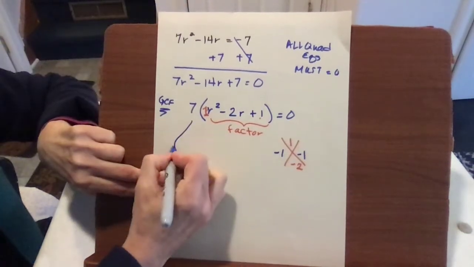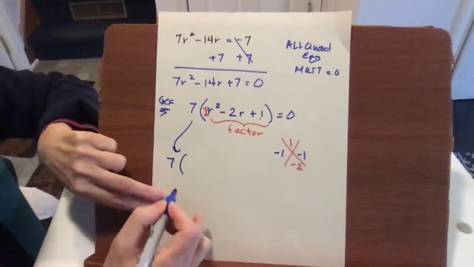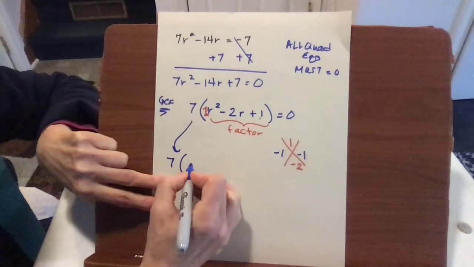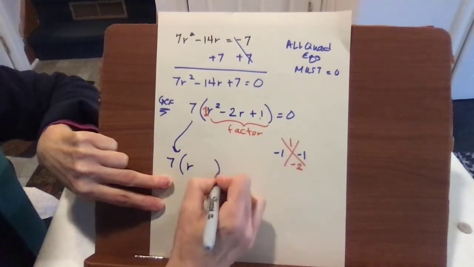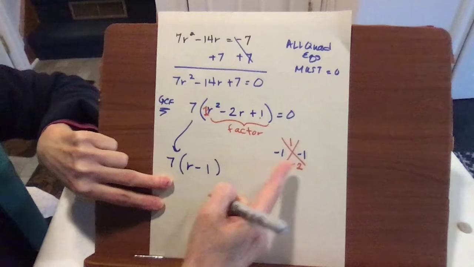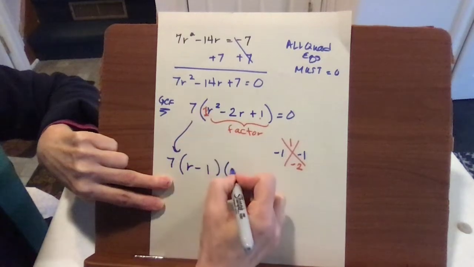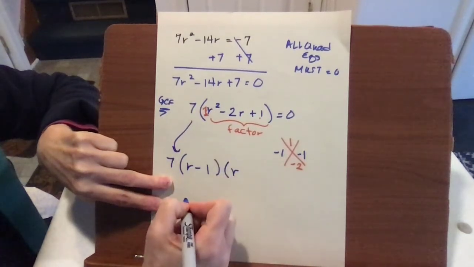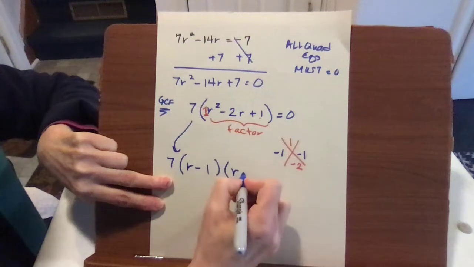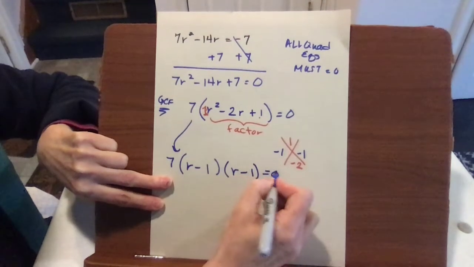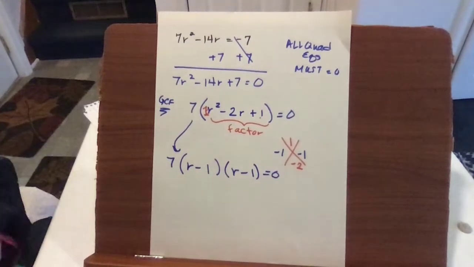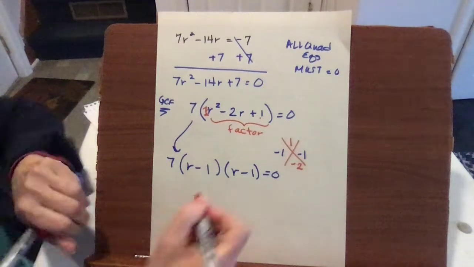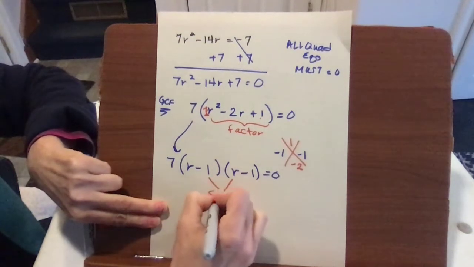Now we keep our 7 GCF. We don't lose him. He's part of the factorization. 7(r minus 1)(r minus 1) equals 0. And r, again, you only take the variable without the power, and since it's a 1, it's just 1r each. Now these factors r minus 1, these are the same.